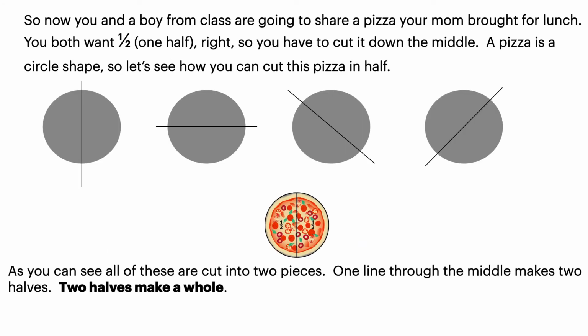So now you and a boy from class are going to share a pizza your mom brought for lunch. You both want 1 half, right? So you have to cut it down the middle. A pizza is a circle shape, so let's see how you can cut this pizza in half. As you can see, all of these are cut into 2 pieces. 1 line through the middle makes 2 halves. 2 halves makes a whole.